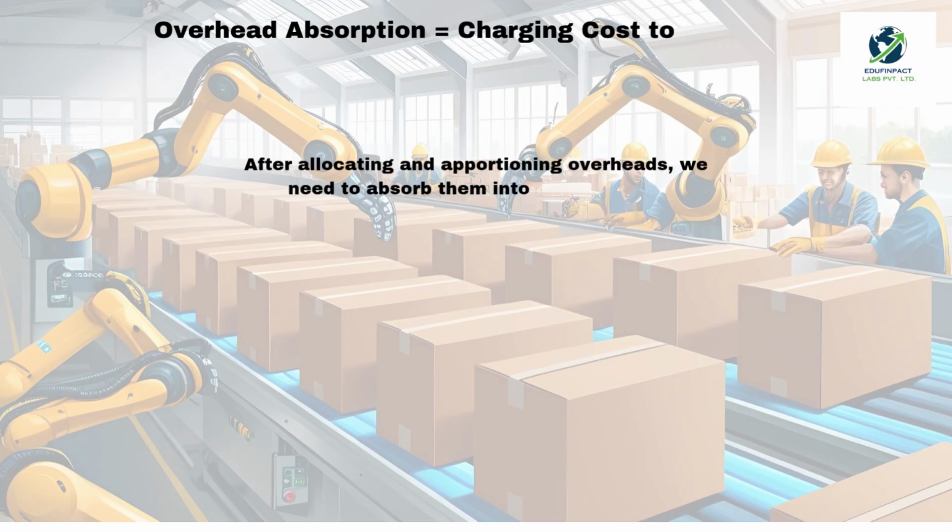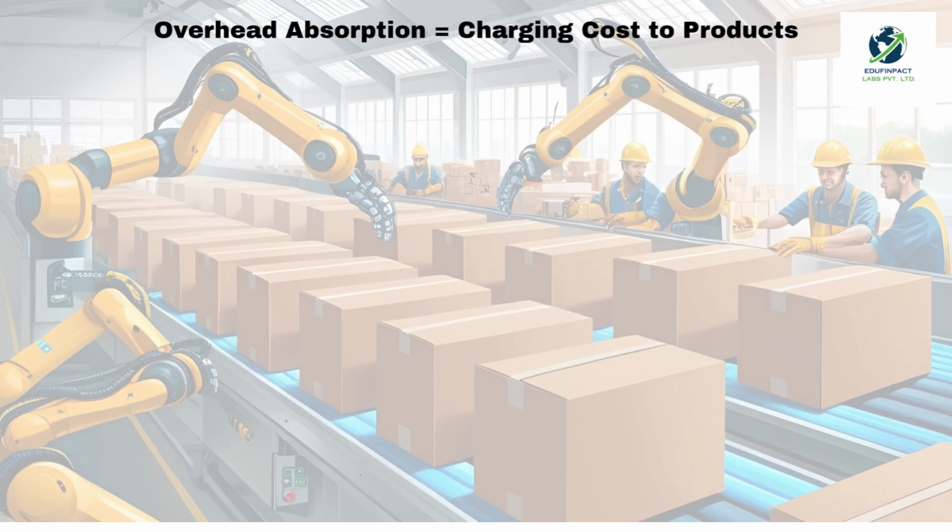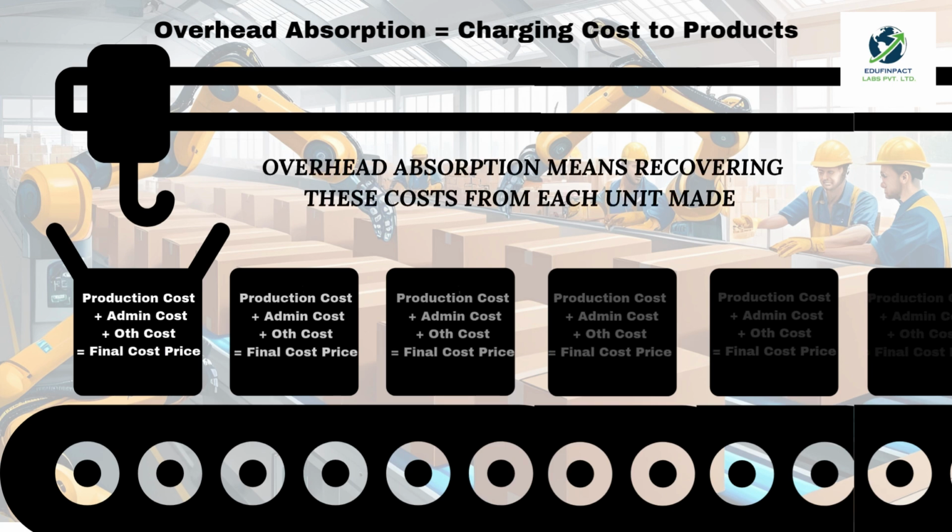After allocating and apportioning overheads, we need to absorb them into the products. Overhead absorption means recovering this cost from each unit made, ensuring no cost is left behind.